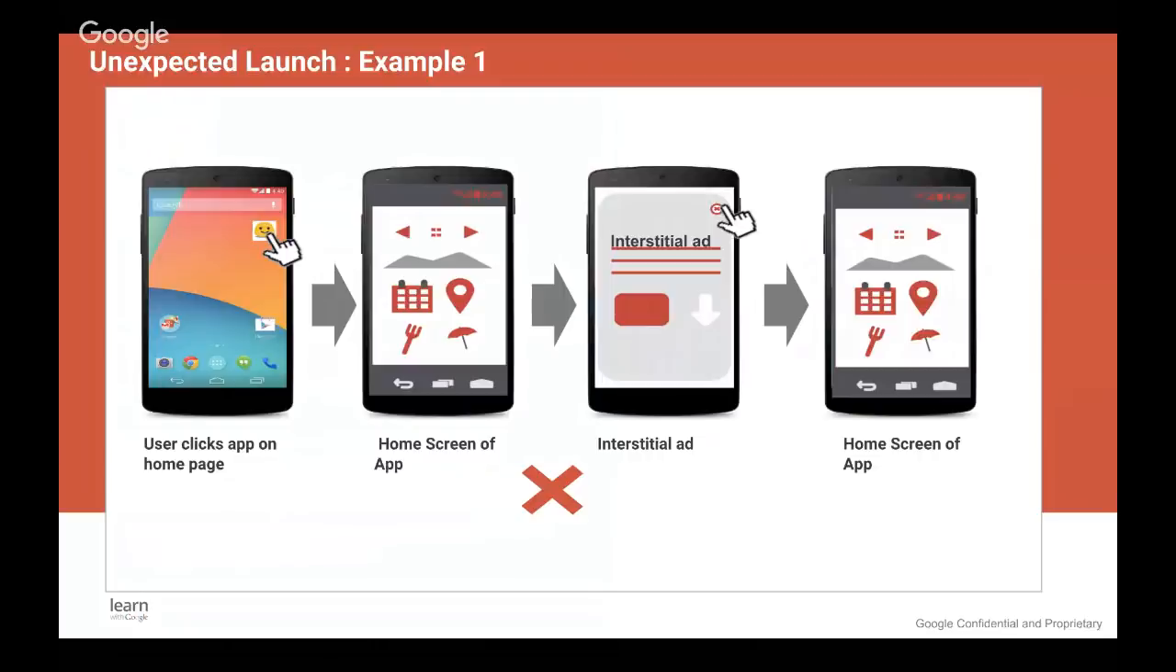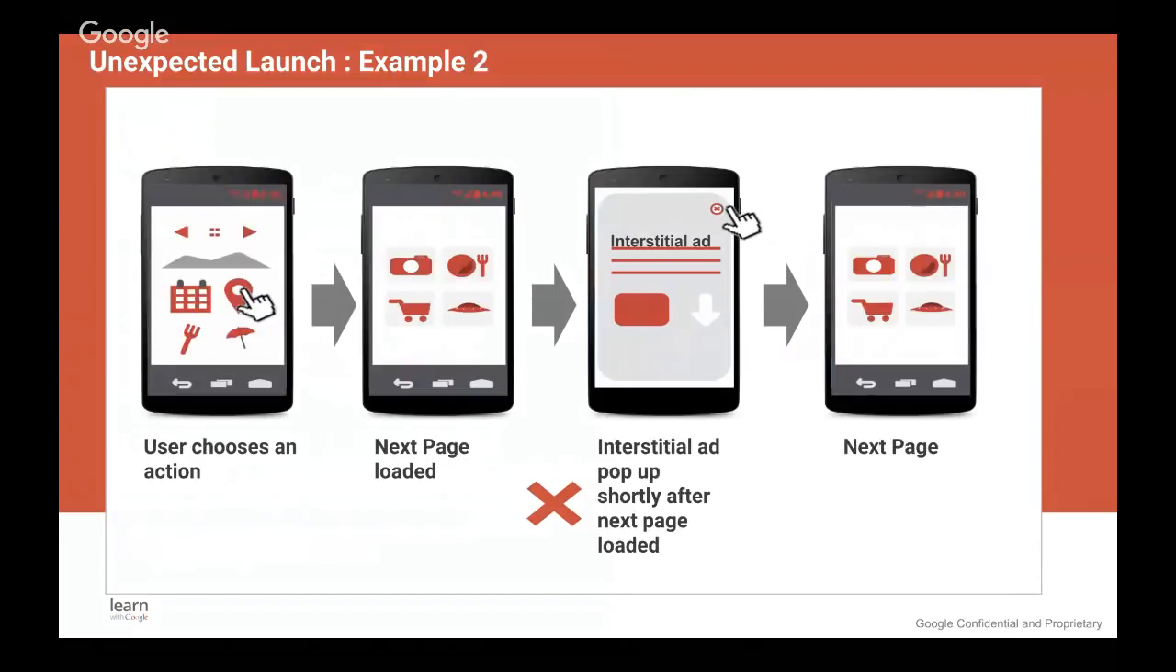So two golden rules to remember over here. First, never launch an interstitial ad unexpectedly without any user-generated action. The second, the page before the interstitial and after the interstitial ad should always be different. Let's look at another example.